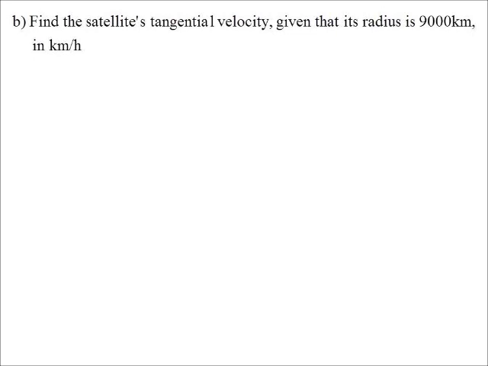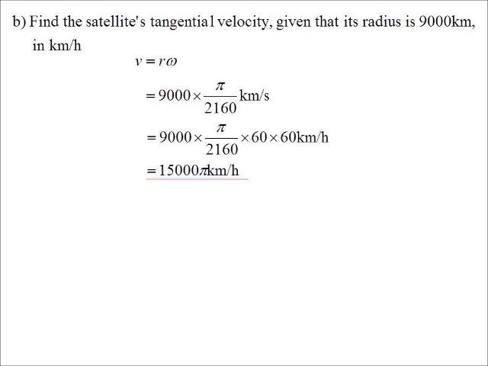So how fast is that satellite actually going? If the radius is 9,000 kilometres, so our satellite is 9,000 kilometres from the centre of the Earth, how fast is it going in kilometres per hour? To get some sort of sense of that. So well, velocity is radius times omega. So 9,000 times pi on 2,160. That's kilometres per second. Multiply it by 60 for minutes, multiply it by 60, and we get kilometres per hour. And in fact, those satellites are moving pretty quick. 15,000 pi kilometres per hour.